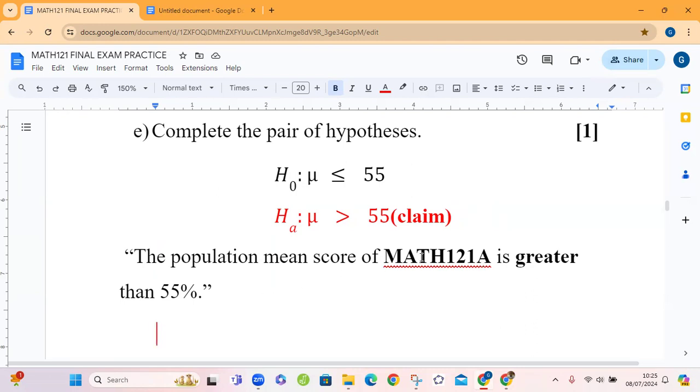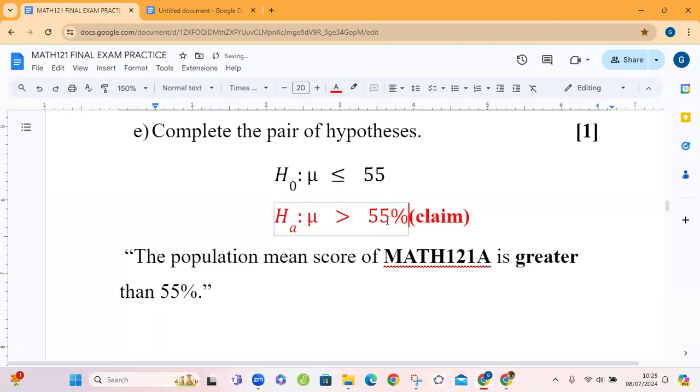Now, greater than, here's the symbol for greater than. It is an alternative symbol because it does not carry the equal sign. Remember, the rule is that the null symbol must carry the equal sign. So here's this translation: the population mean is greater than 55%.